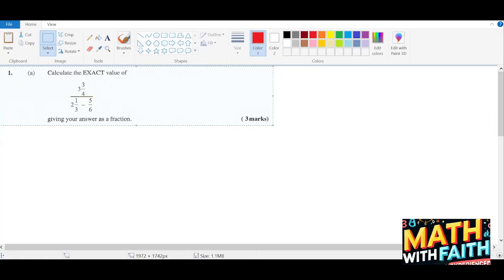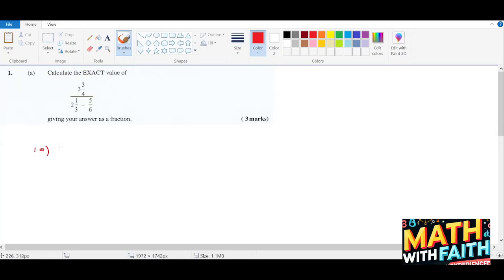Don't just say, okay, I'm seeing 3 3/4 and I'm going to work this out. They said to give your answer as a fraction. Right? To ensure that you give your answer as a fraction. All right, so let's see. 1A.